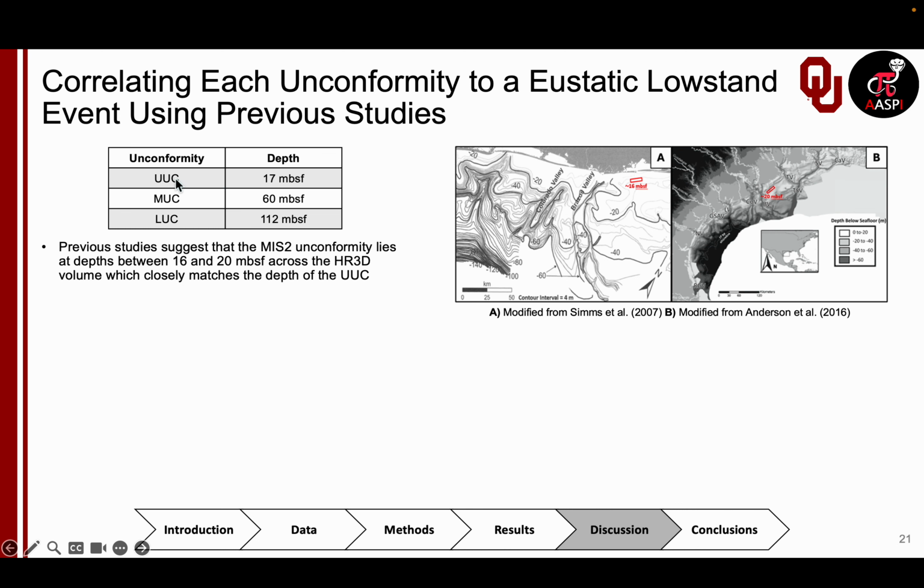So I showed you that our upper unconformity, our shallowest unconformity, lies at 17 meters below the seafloor, which closely matches those depths. So we can say that the UUC is likely equivalent to the MIS2 unconformity. In other words, what I have been referring to as the UUC is most likely the MIS2 unconformity.